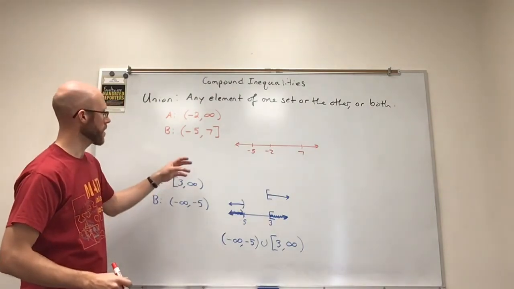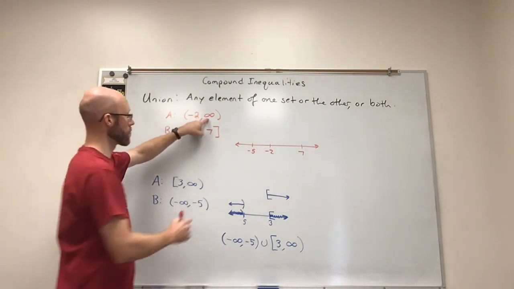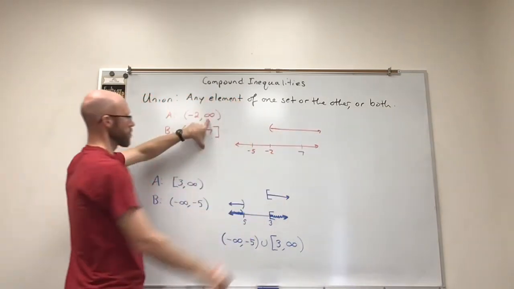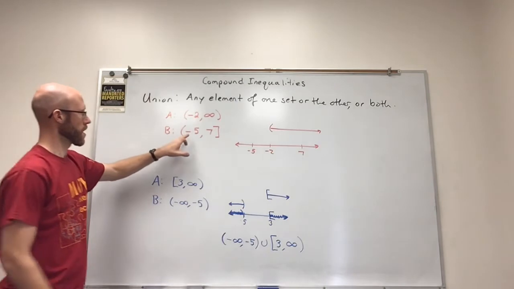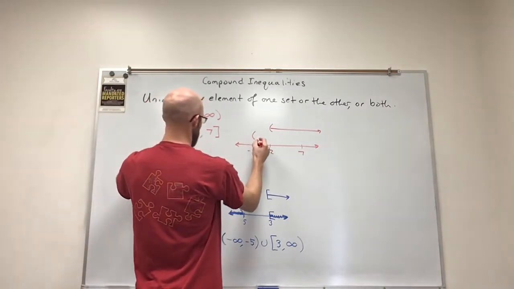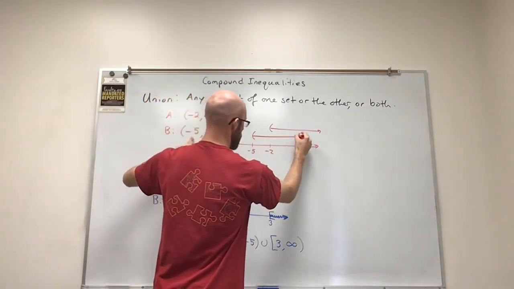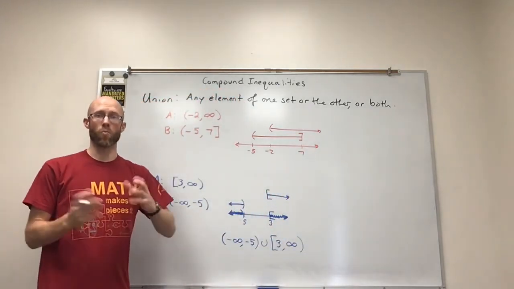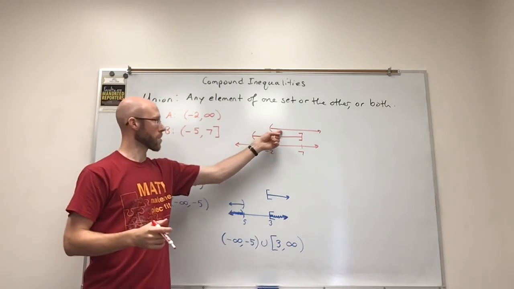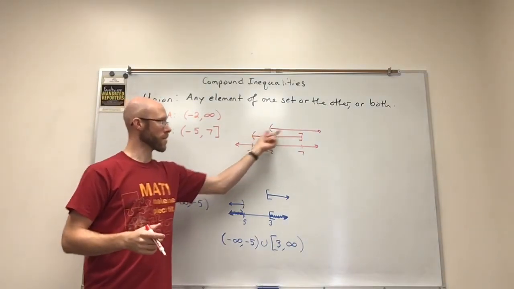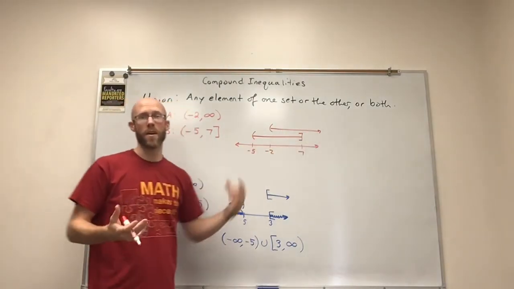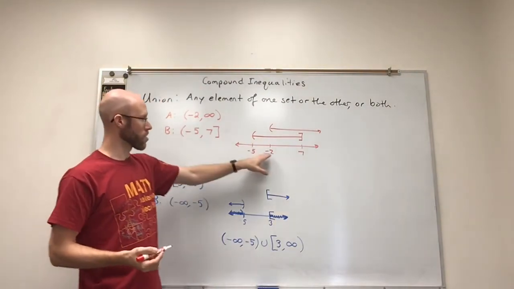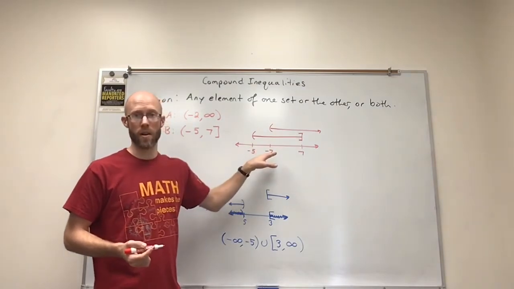And then I shade in, so -2 to infinity starts at -2, goes to the right with a parenthesis. -5 to 7 has a parenthesis on -5, goes up to 7, and then has a bracket. Numbers that are included in one or the other or both. Well, there are some in both, some in one and not the other, and some in the first and not the second. So we've got all those options to sort through, but really, as long as a number shows up in one of those two sets, it's in the final answer.